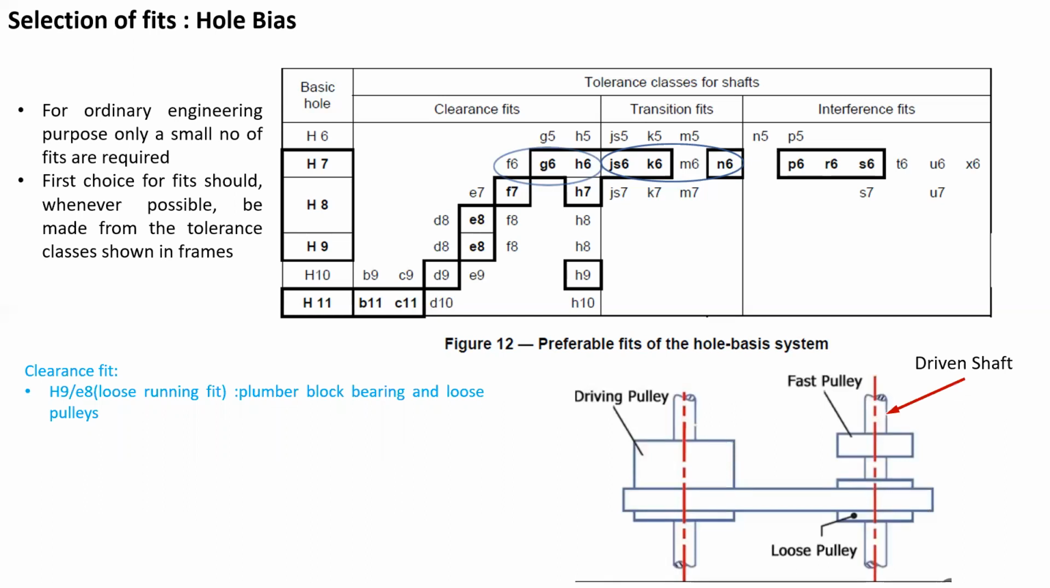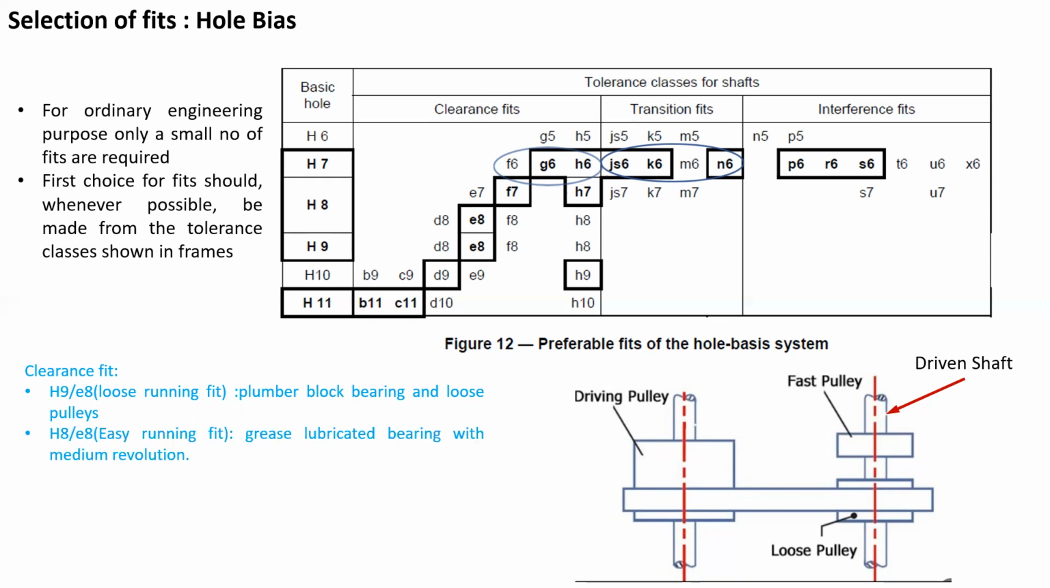In this figure, the driving pulley is fitted on the driving shaft and rotates with it. The fast pulley is fitted on the driven shaft and will rotate with the driven shaft. Whereas the loose pulley, which is having a loose running fit, will spin freely on the driven shaft. So when the belt is wound on the driving pulley and the loose pulley, the driven shaft will not rotate. But if the belt is wound on the driving pulley and the fast pulley, the power will be transmitted from the driving pulley to the driven shaft.